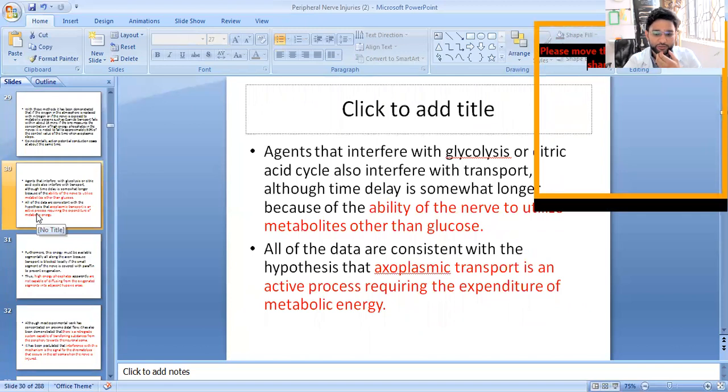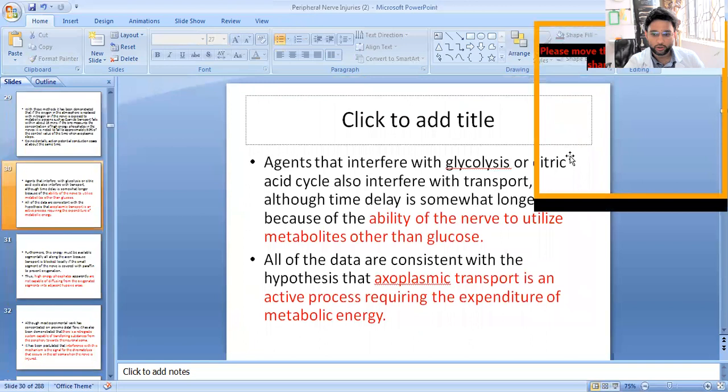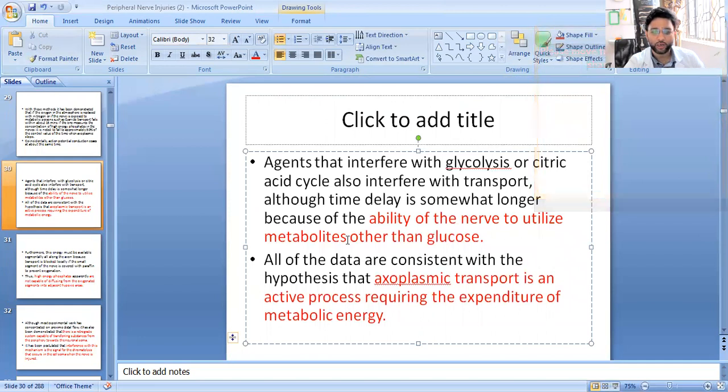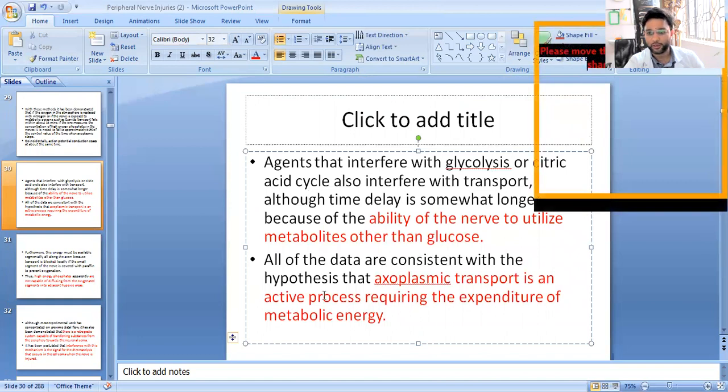Agents that interfere with glycolysis or the citric acid cycle also interfere with transport, although the time delay is somewhat longer because of the ability of the nerve to utilize metabolites other than glucose. All of the data are consistent with the hypothesis that exoplasmic transport is an active process requiring the expenditure of metabolic energy.